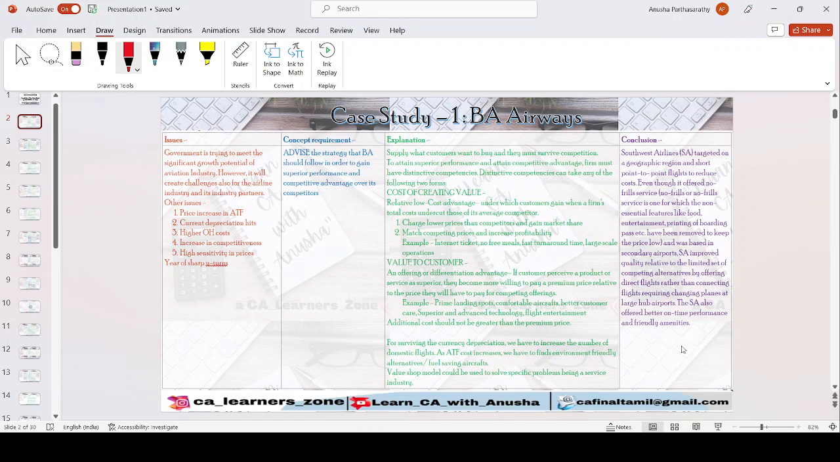For every case study, it is mandatory to write a conclusion, and the conclusion should be corroborative. It should be in accordance with the explanations you have given. So please don't write a negative explanation and a positive conclusion. Please avoid that. Before starting this, these were the tips I thought I should give you. So without any further delay, let's move on directly.